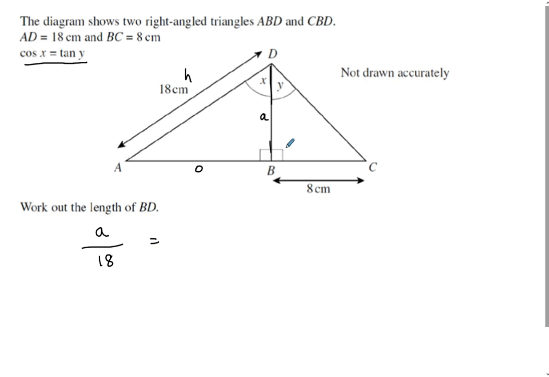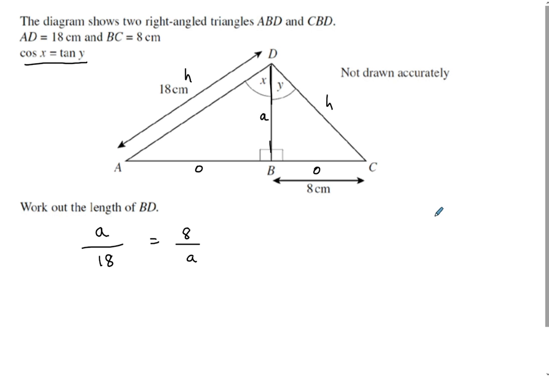So let's label this triangle. So that's your H, that's your O, and that's your A. Yeah? So tan y is O, which is 8 divided by A. All right, so we've got that.